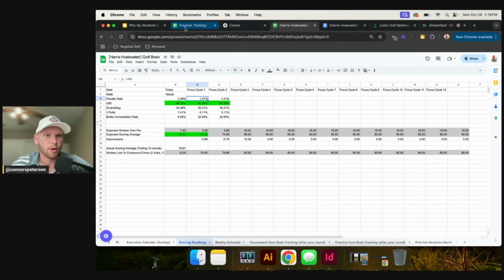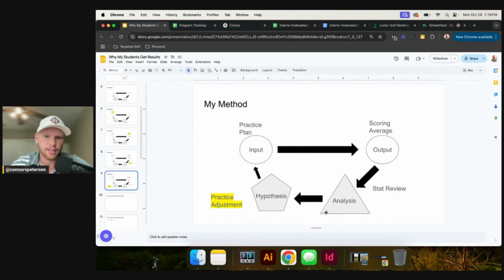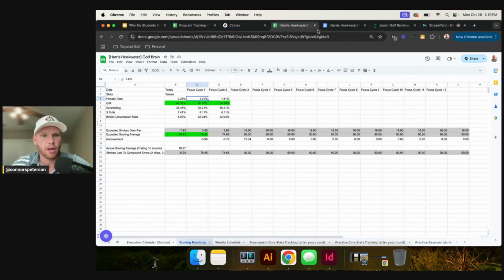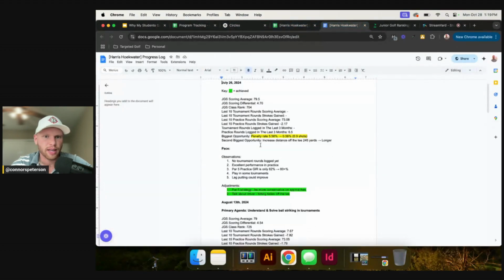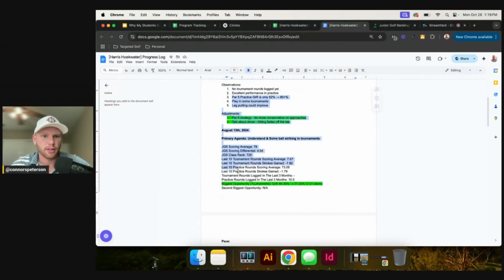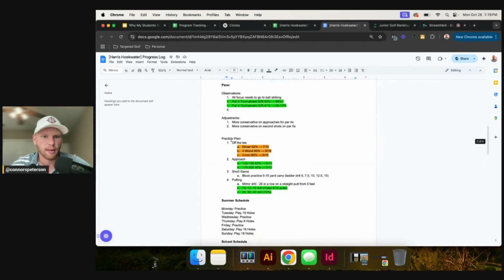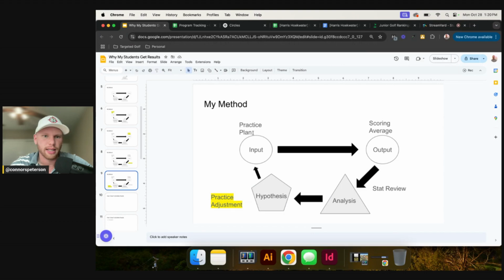Again, this is kind of the analysis part of this process. And then if we go on here, we can say, okay, here's what we want to do different. Here are the adjustments. Here's the practice that we want to do. Are we executing on that? That's the difference here in that practice adjustment, right? So hopefully this makes sense to everyone. It's a relatively simple process, but it's very, very effective.